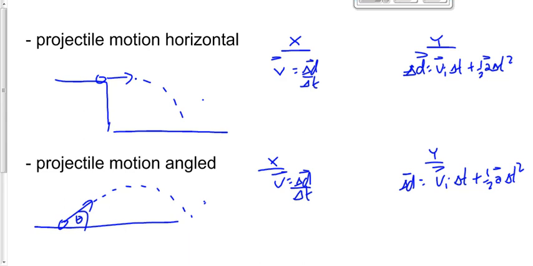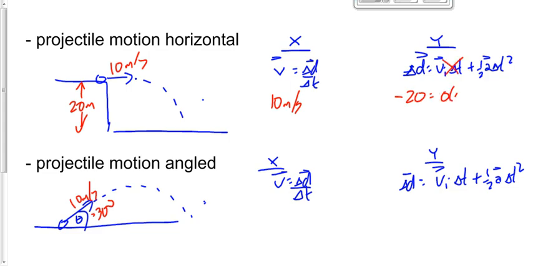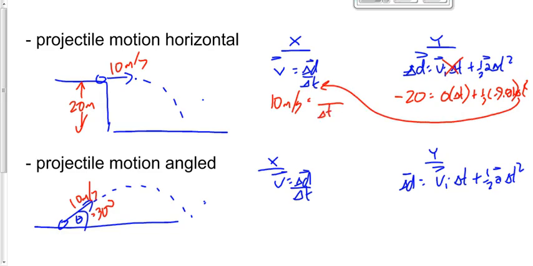Let's say this velocity right here was 10 meters per second and the height was 20 meters. Let's say this velocity is 10 meters per second and our angle is 30 degrees. We would make this speed 10 meters per second. Delta D, we don't know. Delta T, we don't know. Delta D for the Y component is negative 20. VI would be 0. And A would be negative 9.81. You'd probably solve for the time here, plug it back into here, and solve for the horizontal displacement.